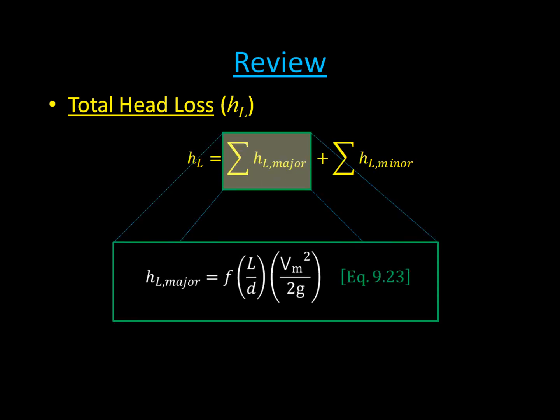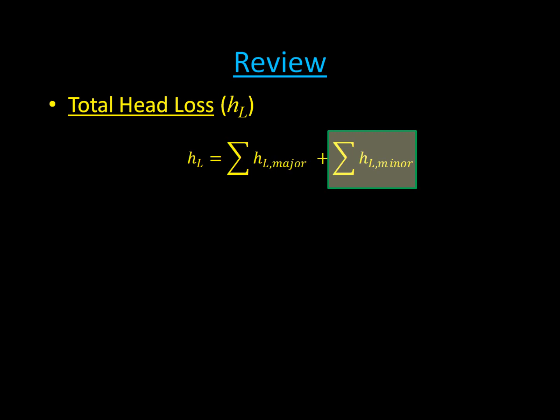So recall that major head loss is our friction factor times the ratio of the length to the diameter of the pipe times the mean velocity squared divided by 2 times the acceleration of gravity, and that's equation 9.23. And if you are confused on how to use that equation, go back and look at the major head loss video. Today we're going to talk about minor head loss.